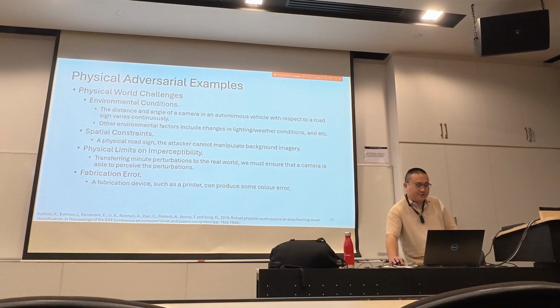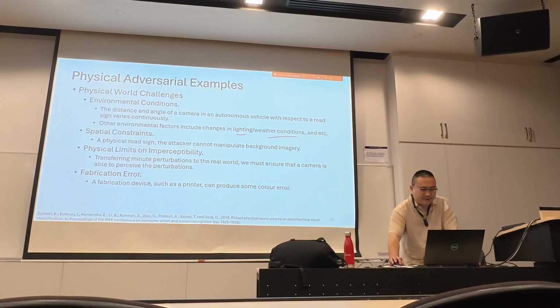So the first one is that we need to consider the environmental conditions. For example, the distance and the angle of a camera in the autonomous vehicle with respect to a road sign is continuously changing. So here we try to generate some examples, so using the road sign, we generate some perturbations and put the perturbations on the road sign to fool the model. However, the distance and angle of the camera when it captures the road sign will vary in the real world. And also we need to consider other environmental factors, for example, the lighting, weather conditions, etc.